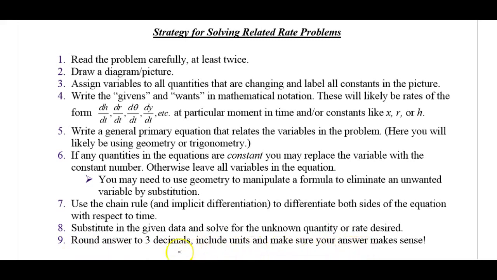And then step 9, round your answer to 3 decimals, include units, and make sure your answer makes sense. So in calculus, we need to always make sure that we go out to the thousandths place. What I mean by 3 decimals is 3 places past the decimal. We always have to include our units. And then you want to make sure your answer makes sense.